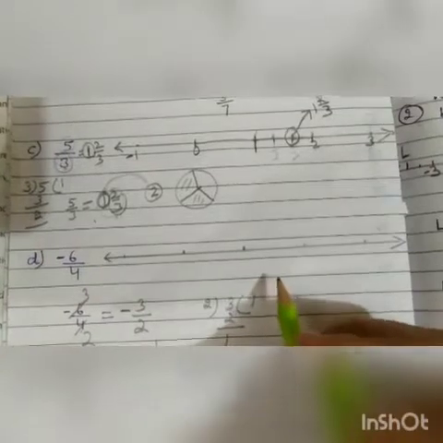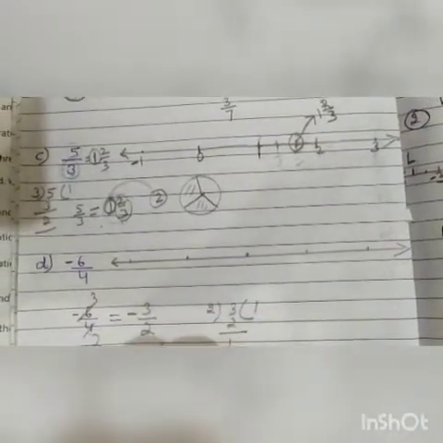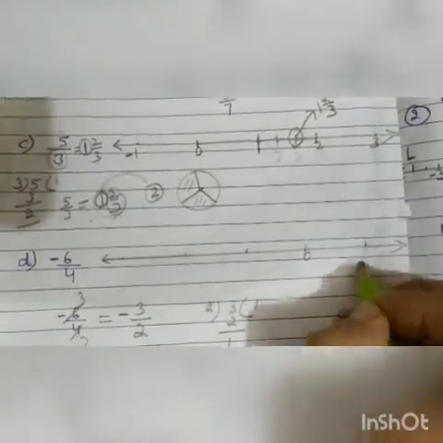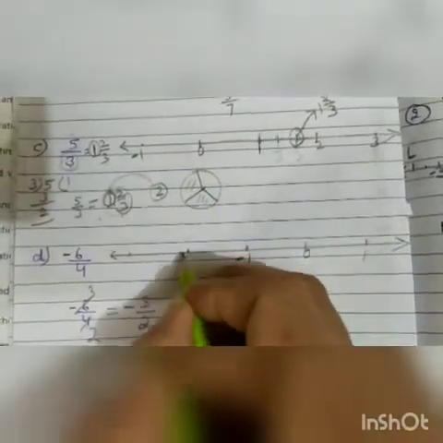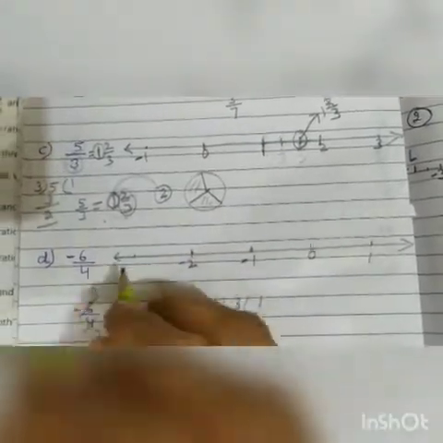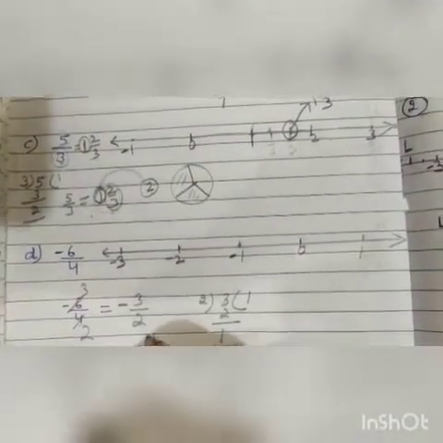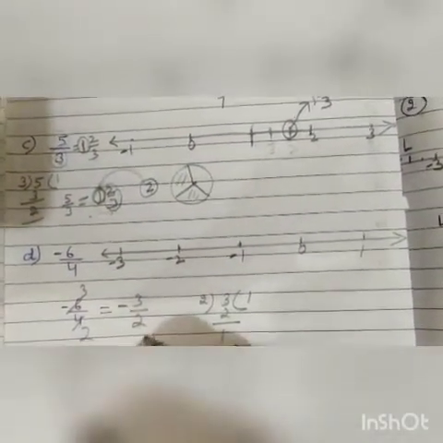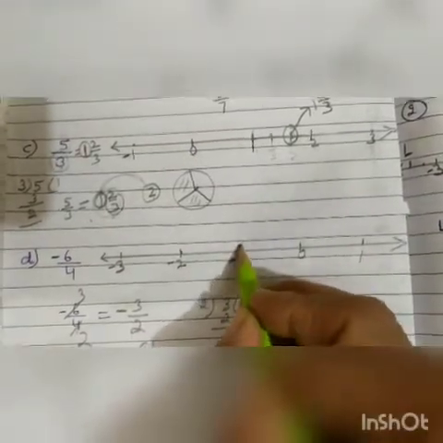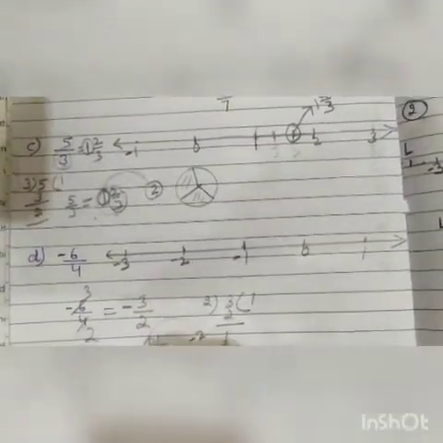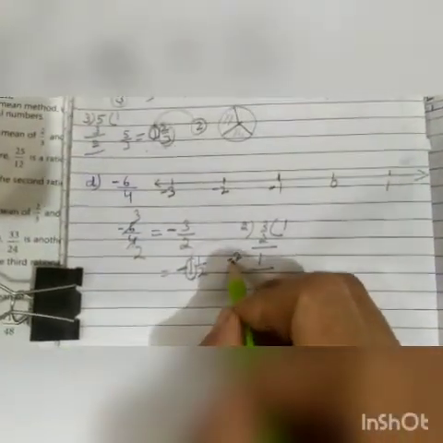First we will write the counting here. This time we have to show minus, so we will take 0 on this side. This is 0. This is 1. This is minus 1. This is minus 2. This is minus 3. Now again see here, this 1 is a whole number. After minus 1, the next whole number is minus 2. So this minus 1 and 1 upon 2 will lie between minus 1 and minus 2.